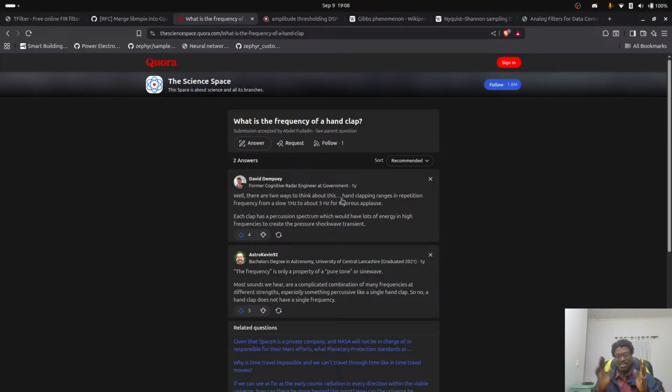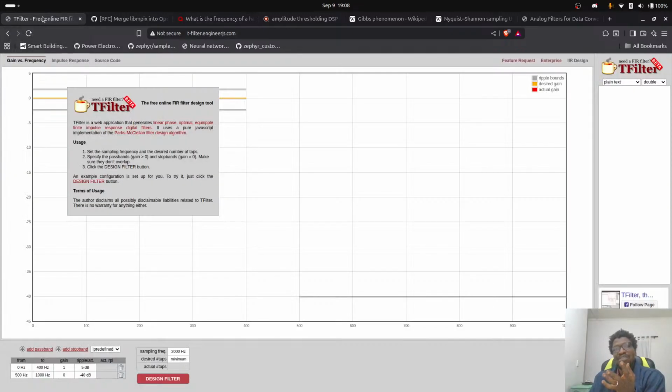So we want to detect some sort of clap. Sorry if you're using headphones, sorry for that. And we've decided that the frequency of the clap itself is going to be something like 2 kilohertz to, let's say, 6 kilohertz. So let's use this and let's design our filter.